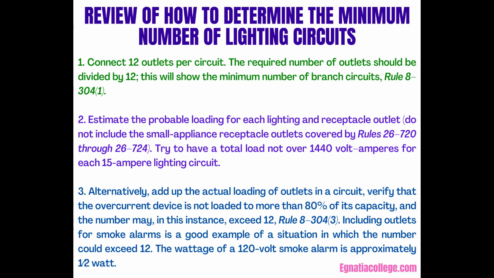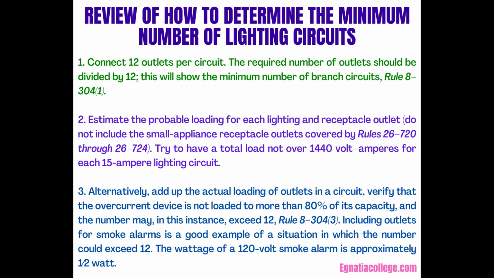1. Connect 12 outlets per circuit. The required number of outlets should be divided by 12. This will show the minimum number of branch circuits, Rule 8-304(1). 2. Estimate the probable loading for each lighting and receptacle outlet. Do not include the small appliance receptacle outlets covered by Rules 26-720 through 26-724. Try to have a total load not over 1,440 volt amperes for each 15 ampere lighting circuit.